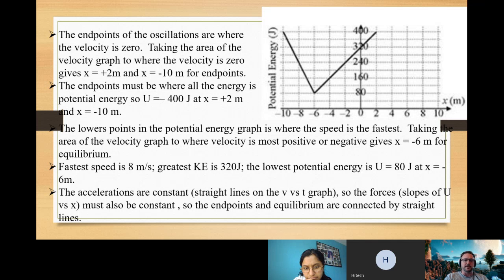Fastest speed is 8 meters per second. Greatest kinetic energy is 320, right? That's easy to figure out. The lowest potential energy was U equals 80 joules at x equals -6 meters. Okay.